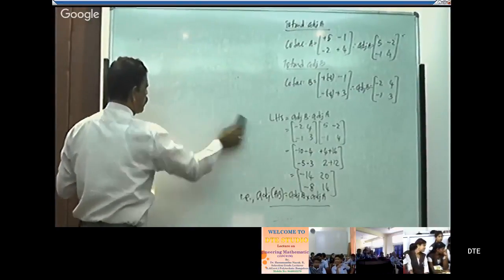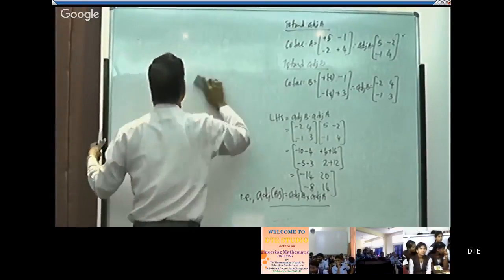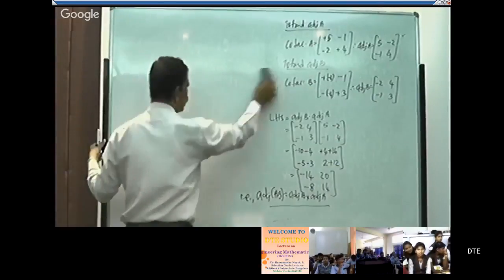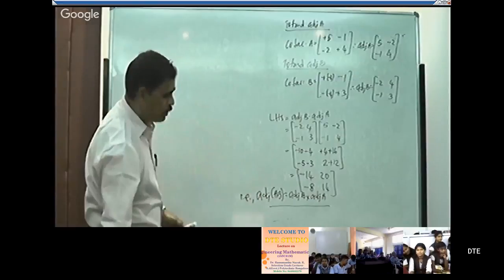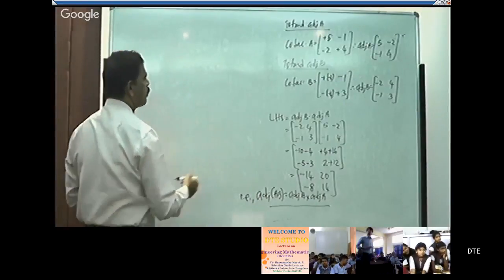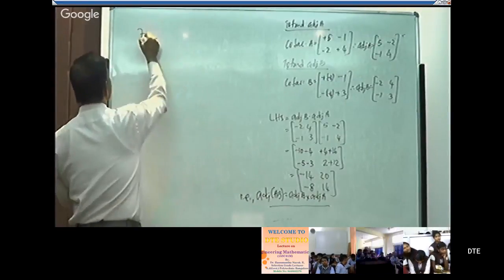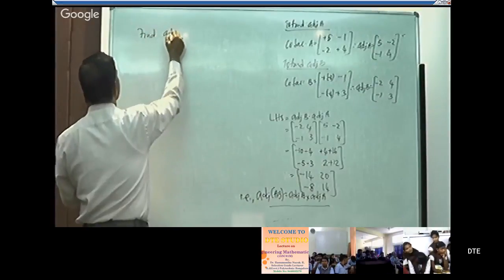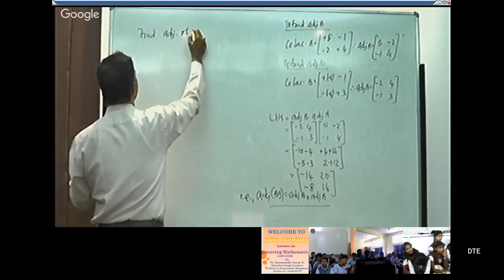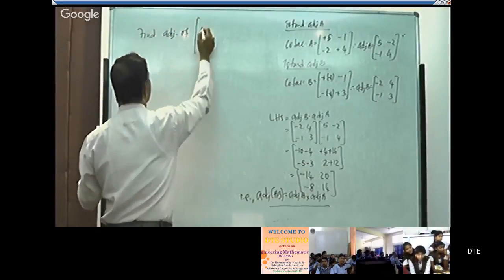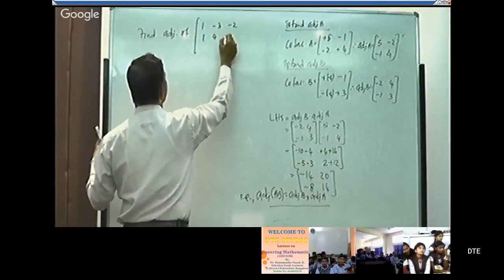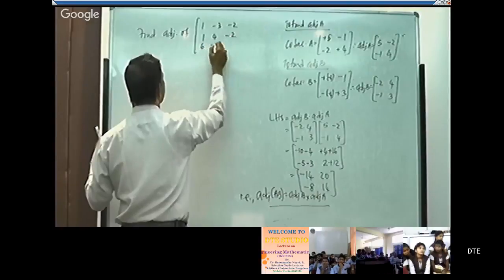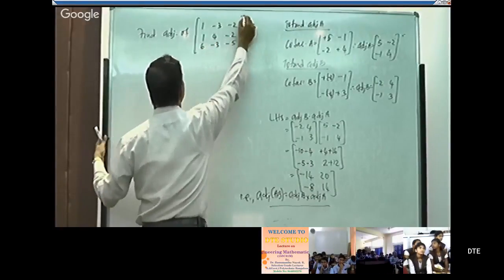So next, how to write the cofactor of a 3 cross 3 matrix. So far we have written only for a 2 cross 2 matrix. Find the adjoint of the matrix [1, -3, -2; 1, 4, -2; 6, -3, -5].